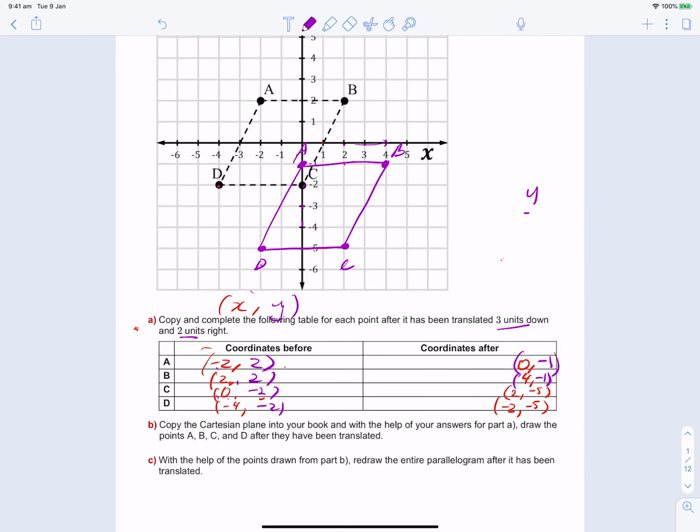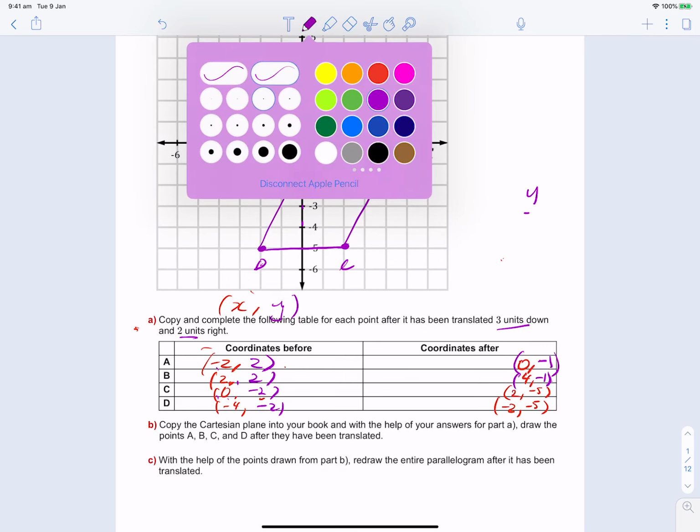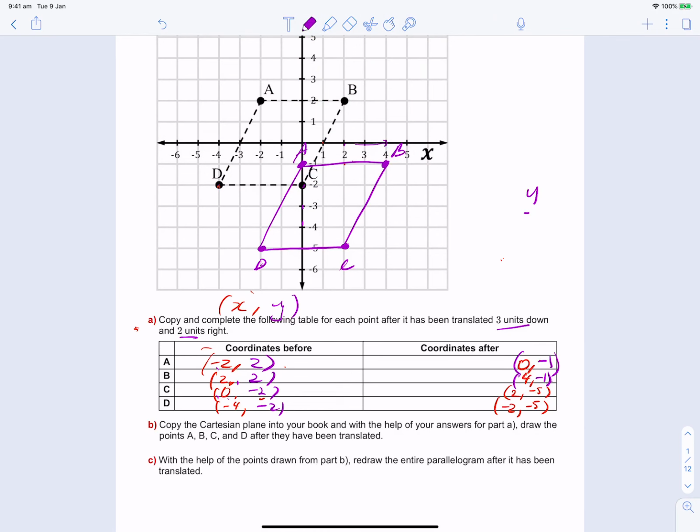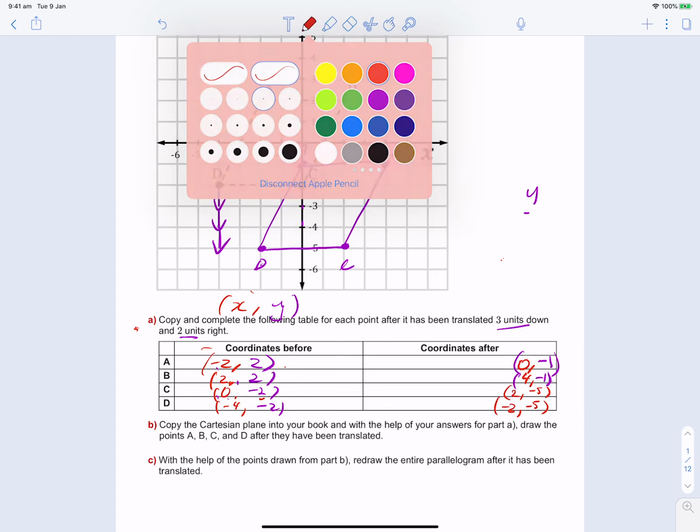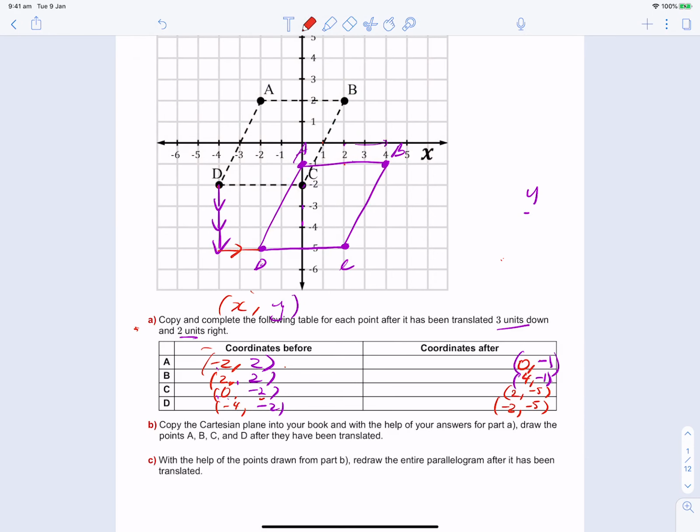If you want to check how you've gone, you can see that we've translated 3 units down and 2 units to the right. So let's have a look at where we ended up. And all my points, this is the same bit. So I've gone 3 down, 1, 2, 3, 2 units to the right, 1, 2. D is now here. I can do the same thing, 3 down, 2 to the right. All my points are in the right spot. That's my check. All right, thank you.